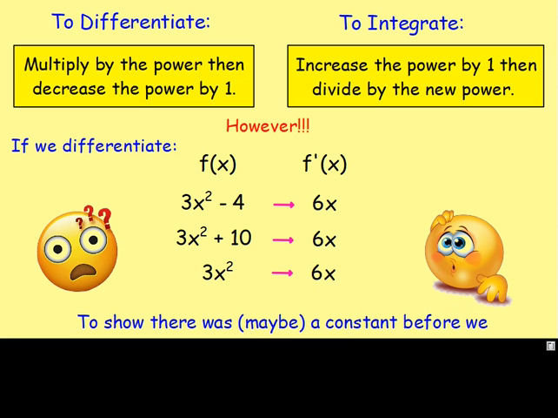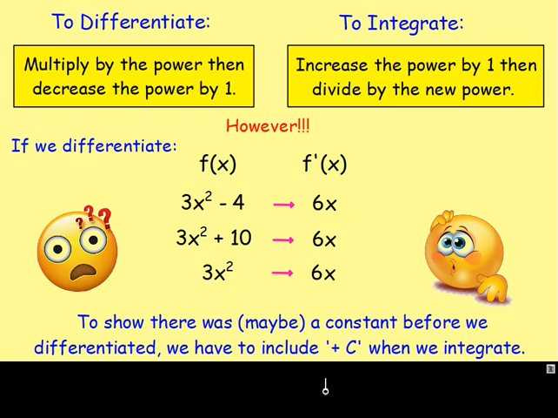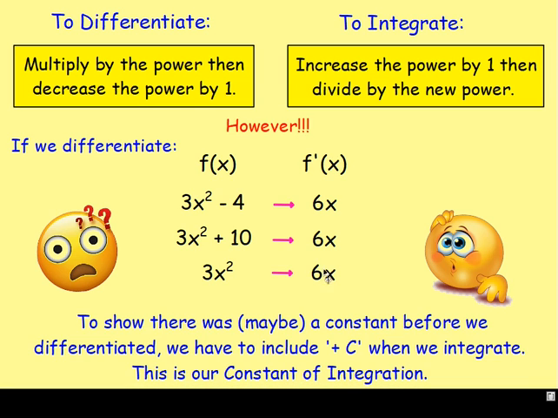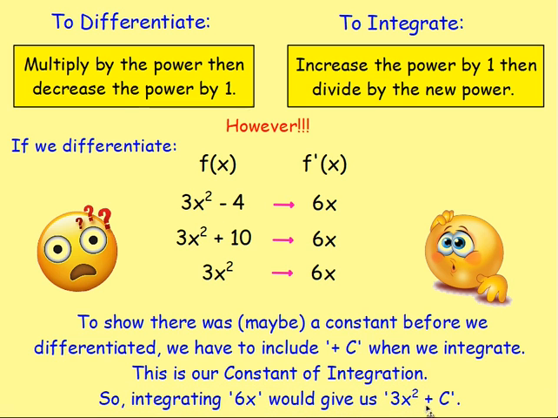So whenever you integrate, what you've got to do is show that there was possibly a constant before you differentiated. So to show there was maybe a constant, you have to include a plus c whenever you integrate. And this is known as the constant of integration. So if we were integrating 6x, we know we would get back to 3x squared, but we also have to include a plus c. Again, this plus c shows you that there may have been a constant just on the end. So let's try some examples of that.